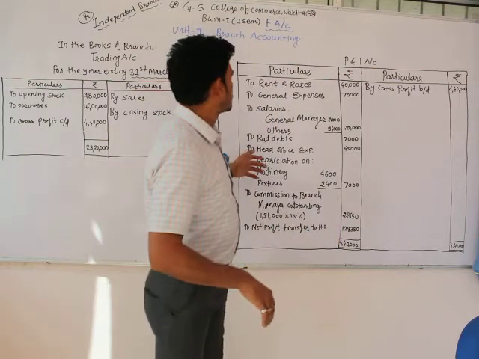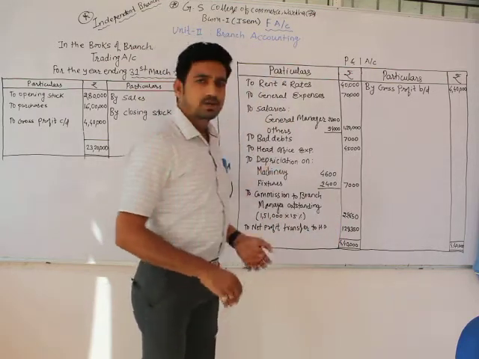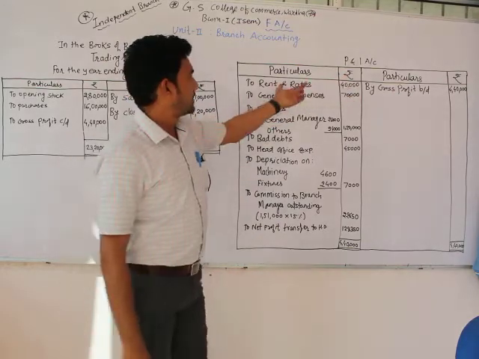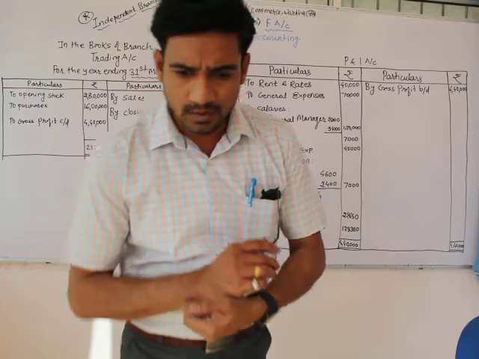Moving to the profit and loss account, we just have to mention the expenses which are part of the profit and loss account. Rent and rates, we had been given 40,000.